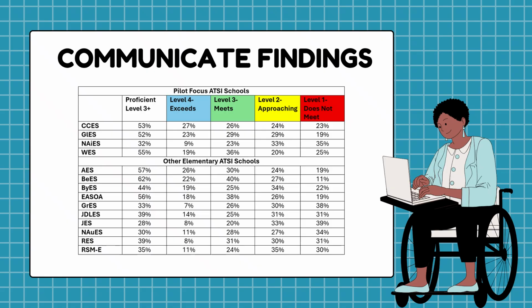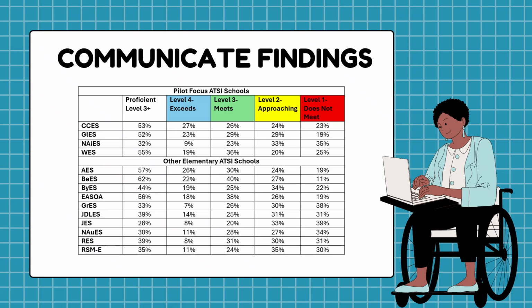And if you look at CCES and you look at GLES and you look at WES, who were 3 of the 4 of the focus schools, their percentages are not too far off from those schools who are currently excellent schools within our school district, with these schools coming in at being a good or average school. So that is phenomenal, being able to see that their scores are not that far off from those schools.